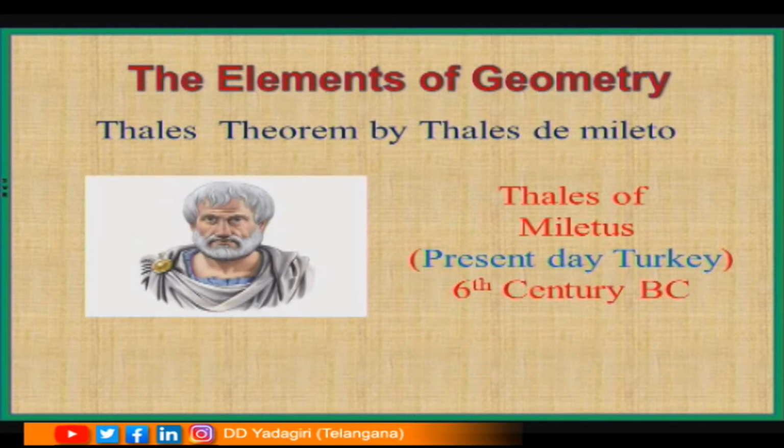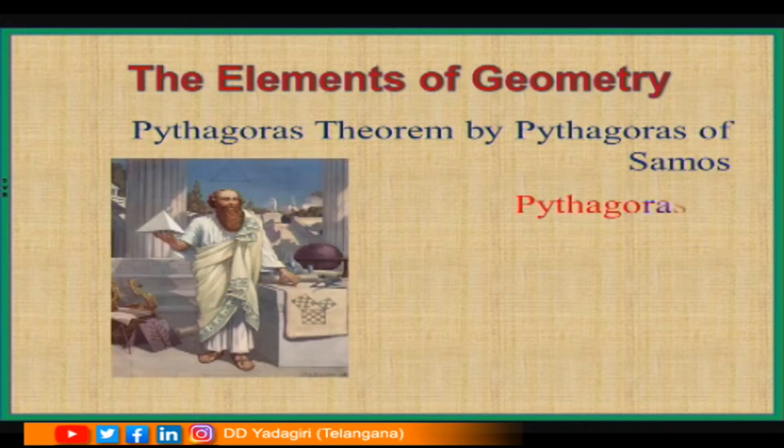Now, let us go to the next person, Thales. Thales gave us a very beautiful theorem called the basic proportionality theorem, which we use in triangles, right. He belongs to Miletus, which is present-day Turkey, and he belongs to the 6th century BC, followed by different philosophers. Now, let us go to the next one, Pythagoras. Pythagoras theorem by Pythagoras of Samos. He is also one of the eminent philosophers who gave us a lot of proofs for geometry, and one of his prominent proofs is the Pythagoras theorem. He also belongs to the 6th century, but the end of the 6th century BC.